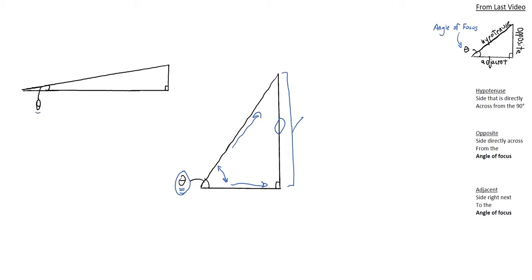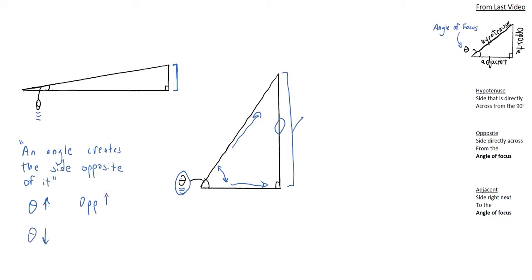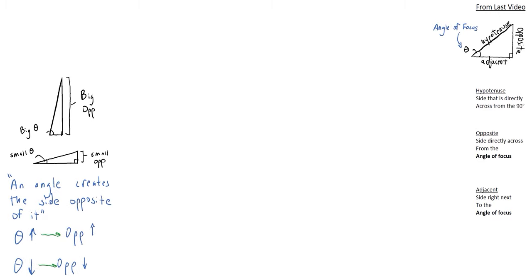But I can use a much smaller angle to draw a right triangle as well. And look at how this much smaller angle creates a much smaller opposite side. So we have the idea that an angle creates the side opposite of it. As that angle gets bigger, that opposite side gets bigger. And as you make that angle smaller, the side opposite of it becomes smaller. So this idea is a big part of this lesson here.